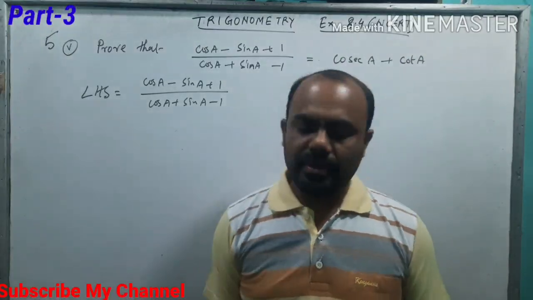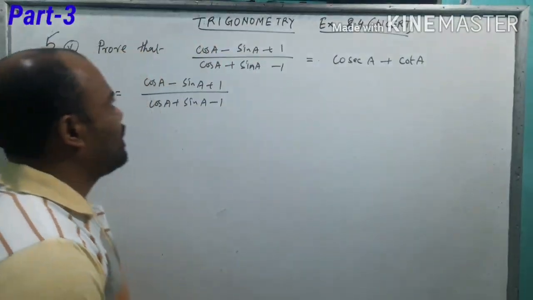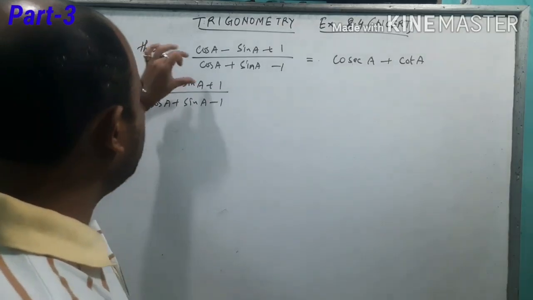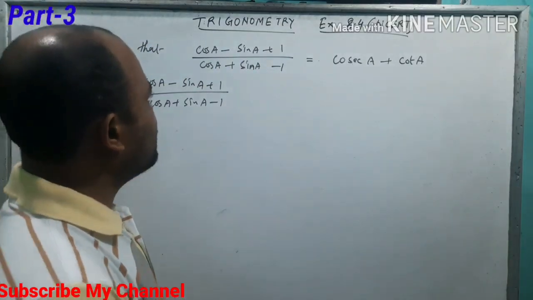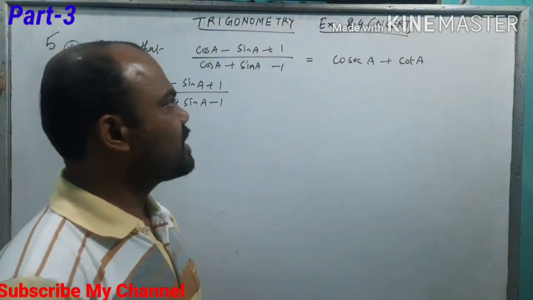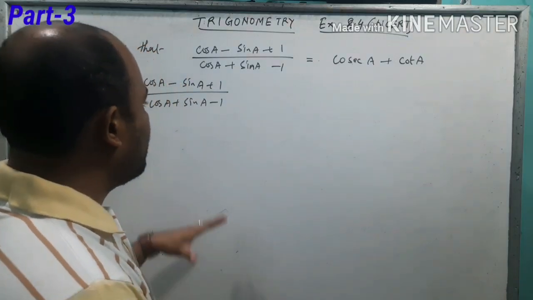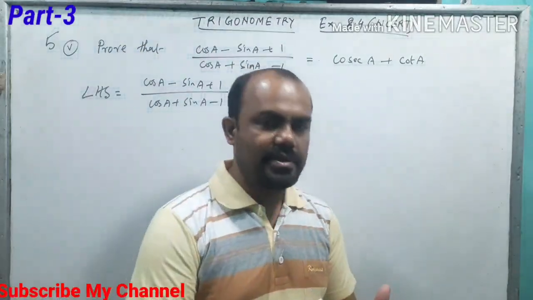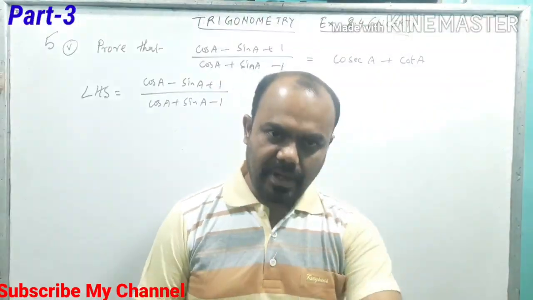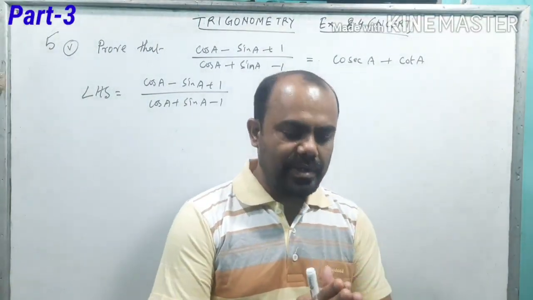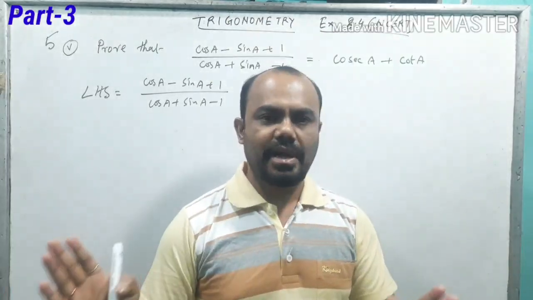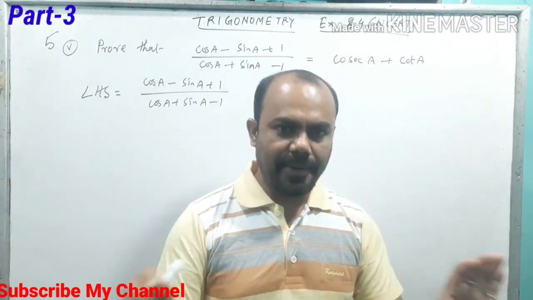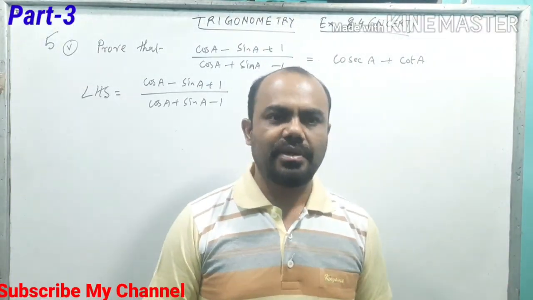Now let's start with Roman 5. Here see, the question is: prove that (cos a minus sin a plus 1) by (cos a plus sin a minus 1) equal to cosec a plus cot a. So there are three techniques, from LHS to RHS or from RHS to LHS, or you can separately calculate LHS and RHS and show that both the values are equal, that is LHS equal to RHS.